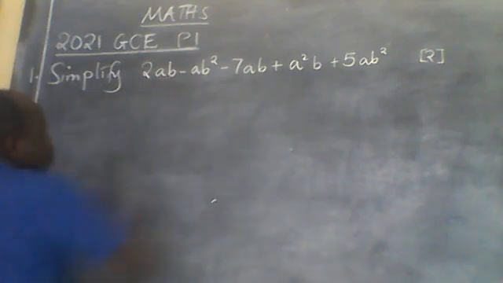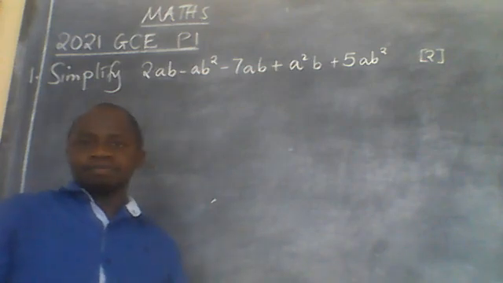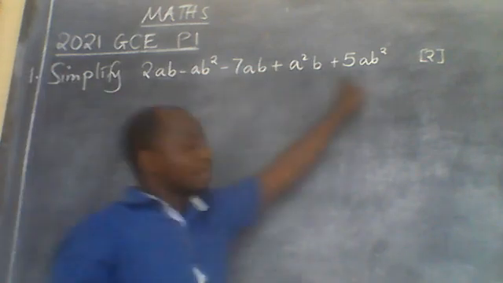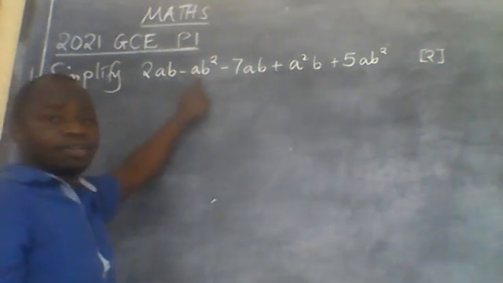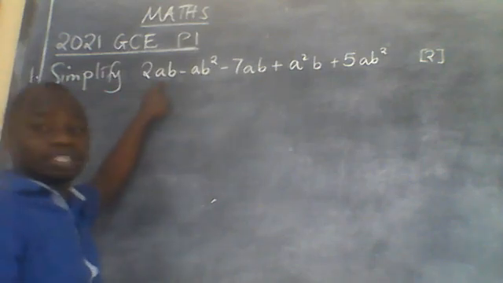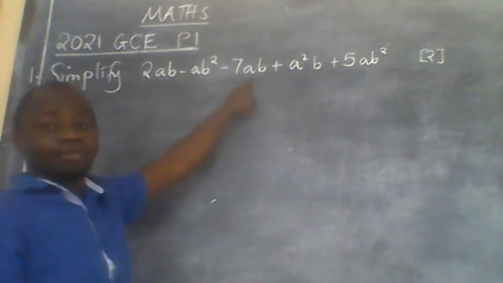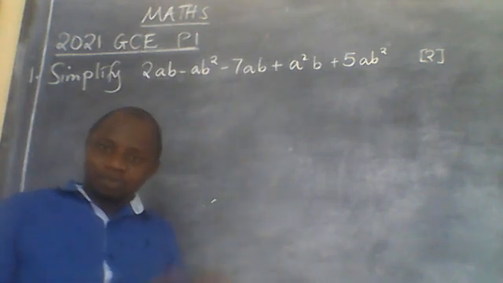2ab. Look for another pair that has got ab only. Look for another pair here. Where is that pair? Is it this one? No, because this one has got b squared, so this is not the same as this. Is it this one? ab, ab. They are the same. Group them.